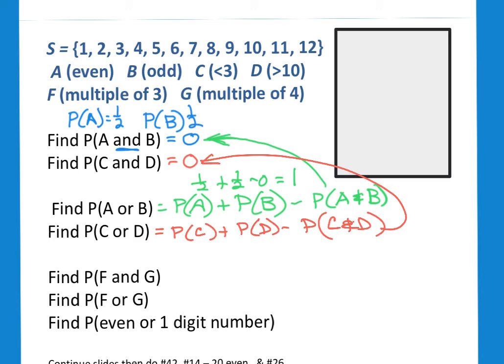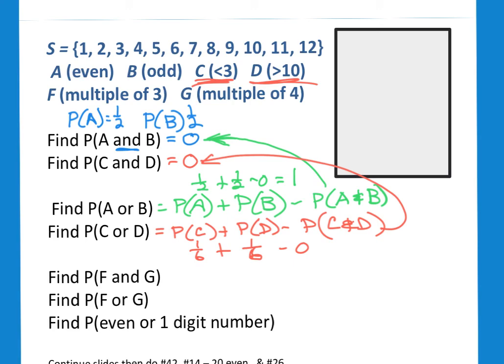So here is the rule written out symbolically for finding the probability of C or D. The probability of C, we said, was 2 out of 12 or 1 out of 6. The probability of D was 2 out of 12 or 1 out of 6. And the probability of C and D, that you will draw a number and it is less than 3 and at the same time is greater than 10, is 0.